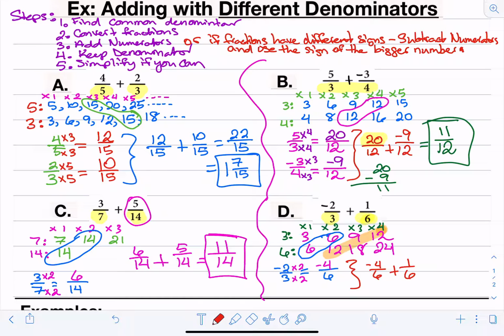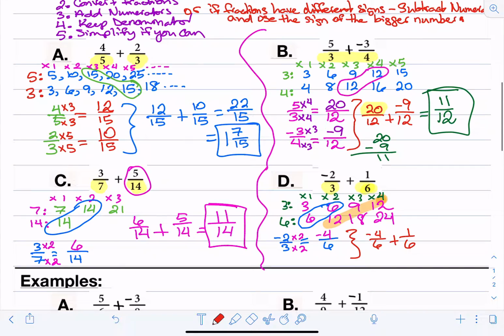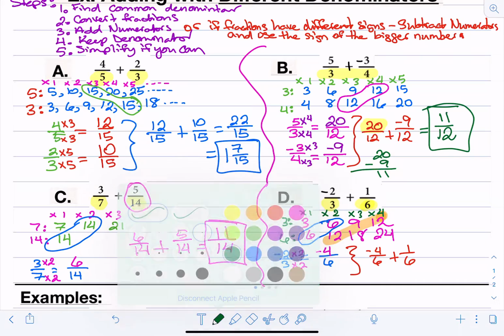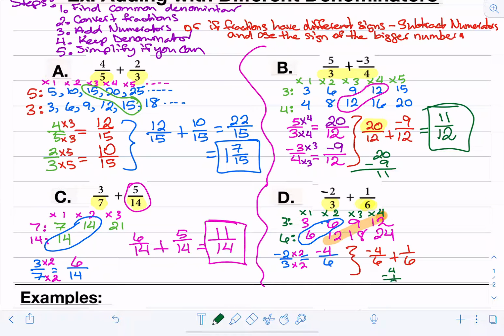Now that our fractions are converted, we can move on to step 3, which is add numerators, or if the fractions have different signs, subtract the numerators and use the sign of the bigger number. So in this case, 4/6 is negative and 1/6 is positive. So yeah, we definitely have different signs. So we're going to go ahead and subtract them. So 4 minus 1 is 3. So this turns into a 3. The larger number between the 4 and the 1 is the 4. And it's negative, so that means our answer will be negative.